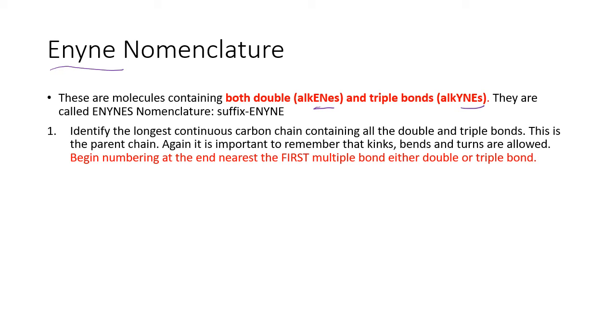Find the longest continuous carbon chain. It's got to contain both the double bonds and the triple bonds though. That's going to be the parent. And then in this case, we want to begin numbering at the end where the first multiple bond pops up. So if it's the double bond that's lower, we number that way. If it's the triple bond that's lower, we number that way, if there is a difference between them when we're counting. So let's look at an example here.